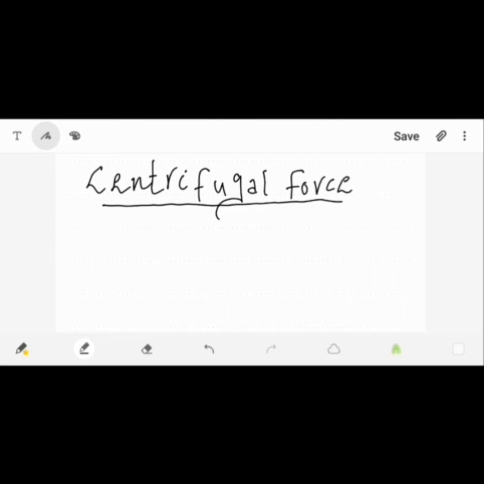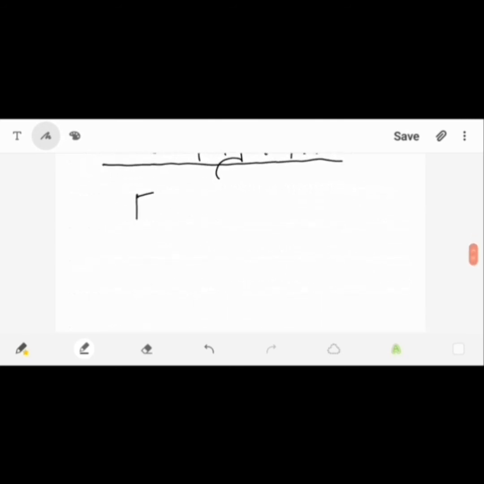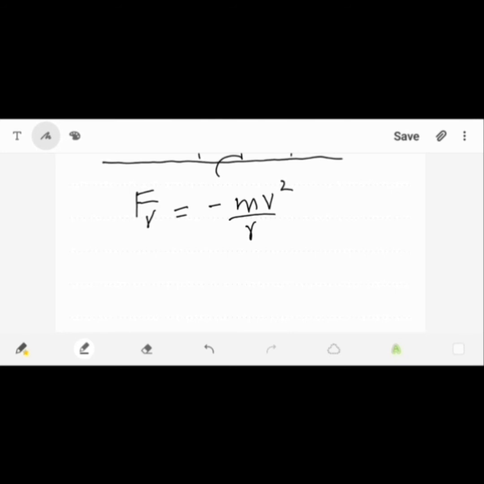This force pulls the object away from the center of the circle, but centripetal force pulls the object towards the center of the circle. These two forces balance each other and the object keeps on moving along the circular path. Centrifugal force is represented by F_r. It is a reaction force. It is equal to minus m v square over r. Its magnitude is the same as the magnitude of the centripetal force, but it is written with a negative sign.